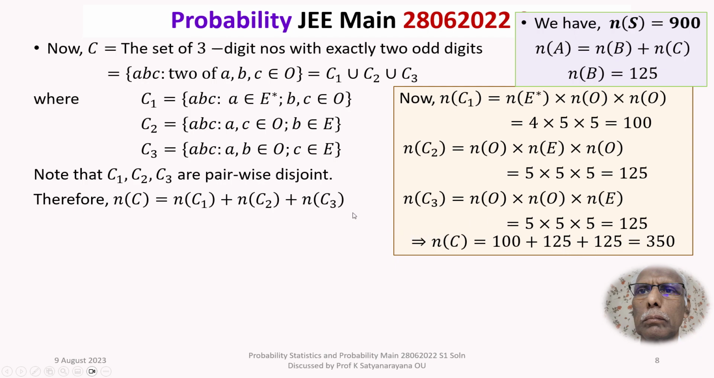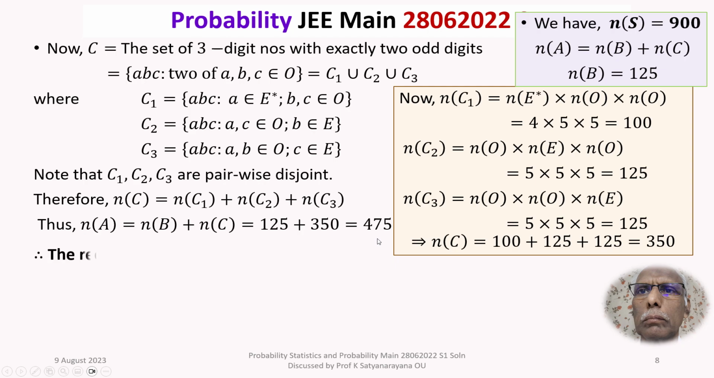Agreed. Now, thus, n of A, look here from the previous slide, n of A is equal to n of B plus n of C, but n of B is 125. So 125 plus n of C, which is 350. So the total is 475. Therefore, the required probability is n of A by n of S, that is equal to 475 by 900, and after cancellation it is 19 by 36.